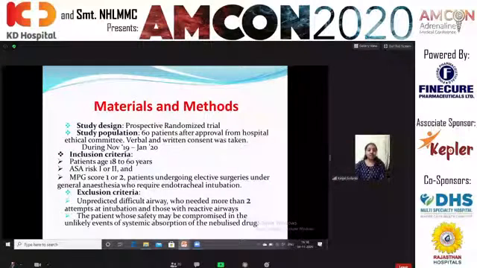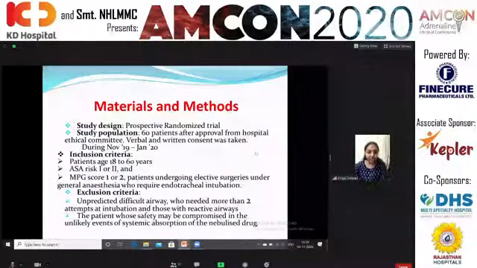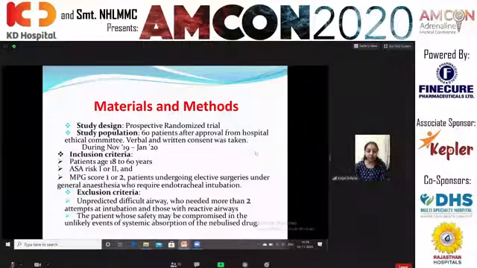So in methodology, we did a prospective randomized trial and we selected 60 patients for our study. After approval from the hospital ethical committee, verbal and written consent were taken from all the patients. We included the patients whose age is between 18 to 60 years, ASA grading 1 and 2, Mallampati score 1 and 2, and who are chosen for elective surgeries. We excluded the patients who have difficult airway and whose safety is compromised due to systemic absorption of the nebulized drug.